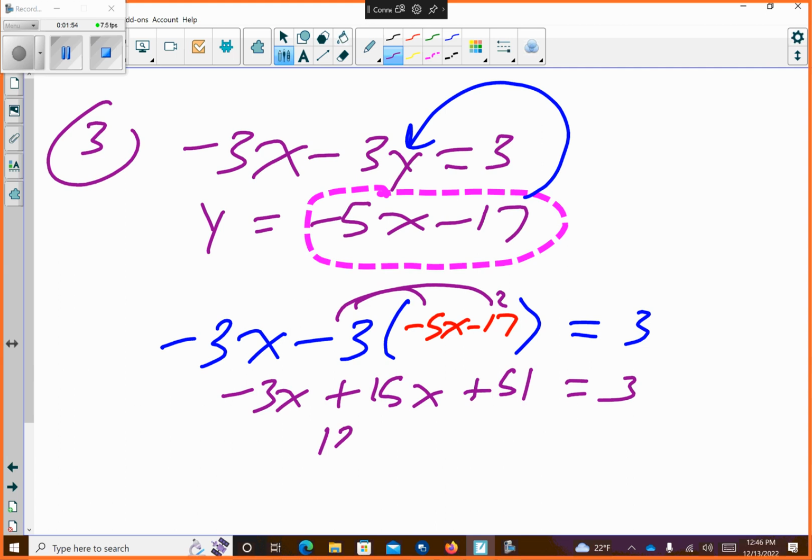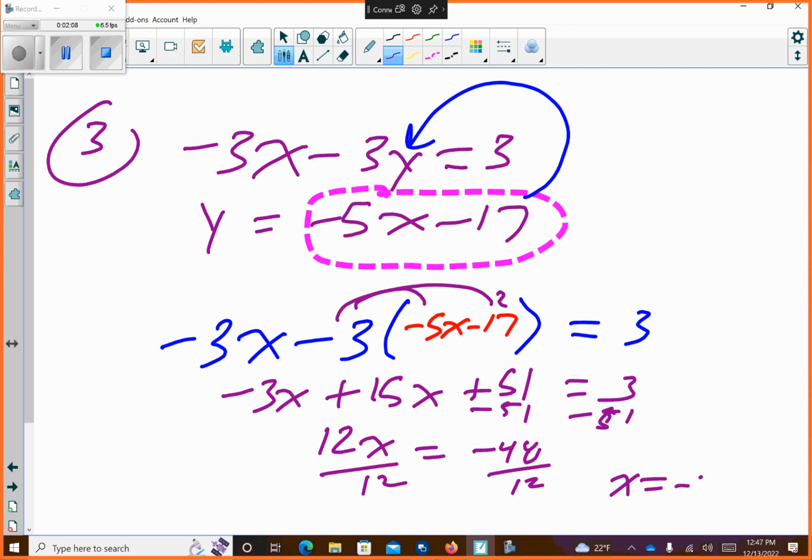That's going to give me 12x. Subtract 51 from both sides. So that's going to give me negative 48. Divide each side by 12. And find that x is equal to negative 4. So my first answer is negative 4.